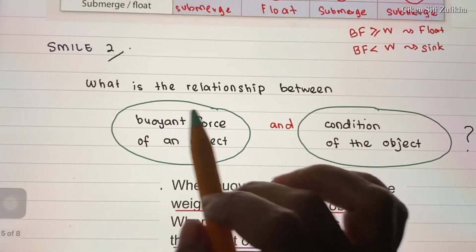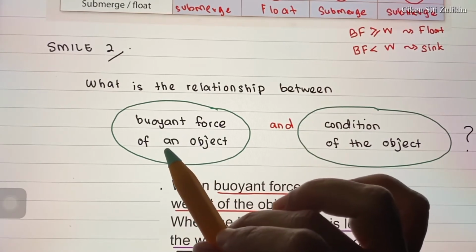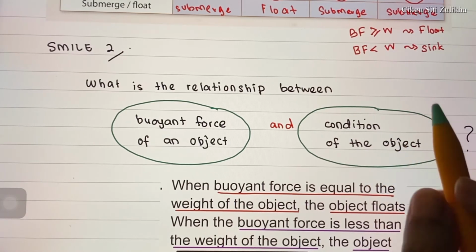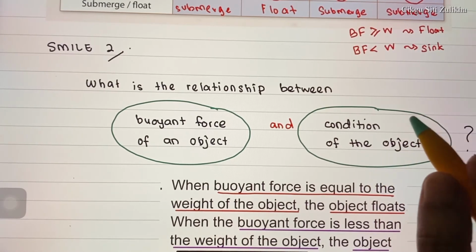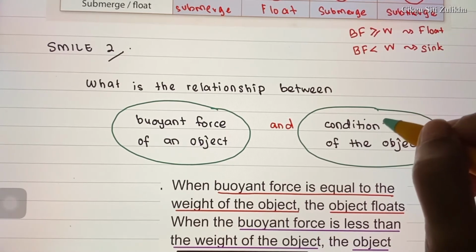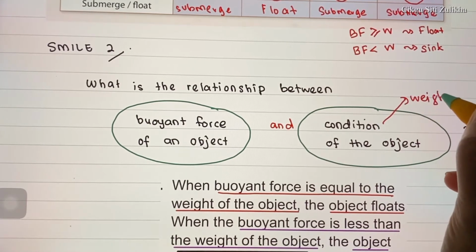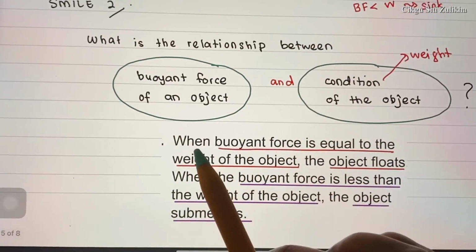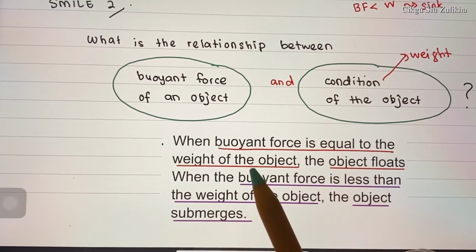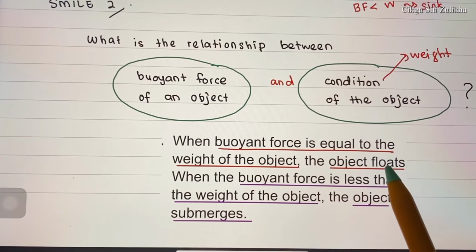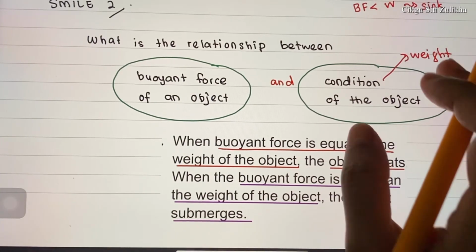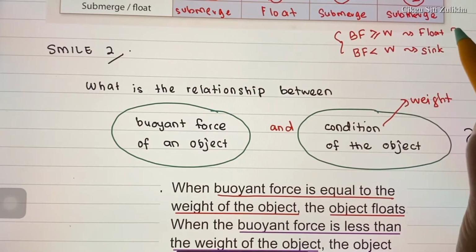Jadi, we go to this part. What is the relationship between buoyant force of an object and the condition of the object? Condition lah keadaan objek tersebut. Dia lebih kepada nak discuss, actually dia nak discuss about weight. So, what is the relationship between these two? We can say that when buoyant force is equal to the weight of an object or more, the object floats. When the buoyant force is less than the weight of an object, the object will submerge. Balik apa-apa pun dia balik kepada konsep ini juga.